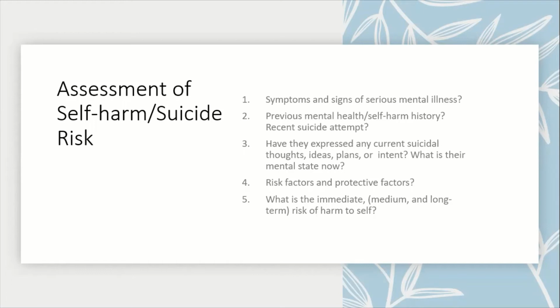So number 1, on the history taking, have I considered whether the client has any symptoms or signs of serious mental illness? So by serious mental illness, I am talking about moderate to severe depression rather than mild to moderate depression. I'm talking about psychosis, bipolar disorder, severe emotionally unstable personality disorder.